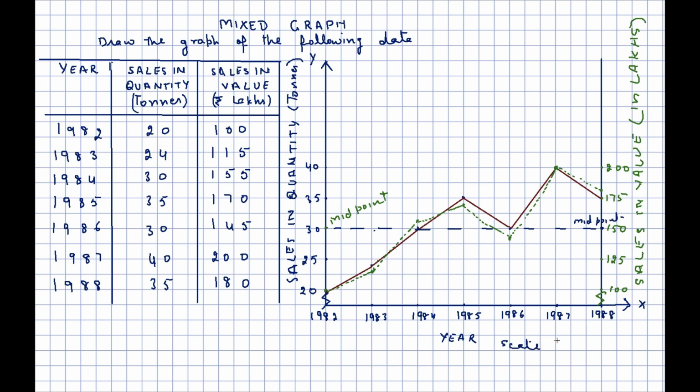Now this is the final mixed graph. Writing the scale and giving the graph a title.